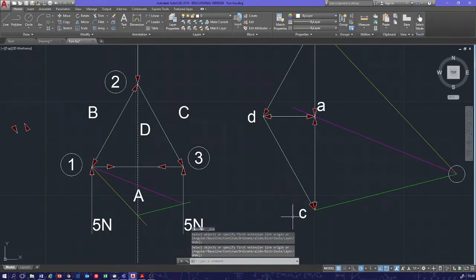Okay, so that's our simple frame analysed. So I'll go away and fill in the table, and then we'll have a look at our slightly more complicated example.